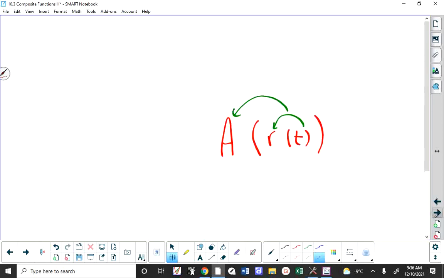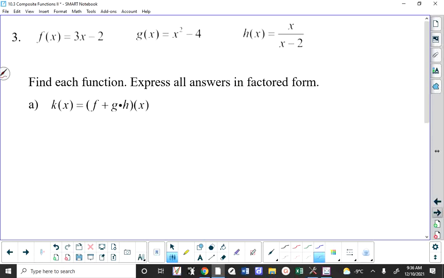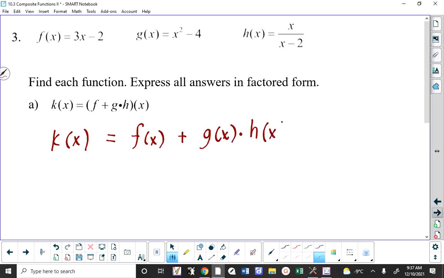All right. We've got a lot of examples today. It's going to be like rapid fire with a lot of these. You're given in question 3 functions, and look what you're asked to find. You're asked to find a new function k of x, which is, and this is how I would pronounce it, f plus g times h of x. All that means is this new function has nothing to do with compositions. It will be f of x plus g of x multiplied by h of x. It's multiple operations on multiple functions.